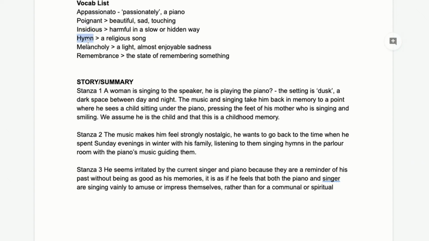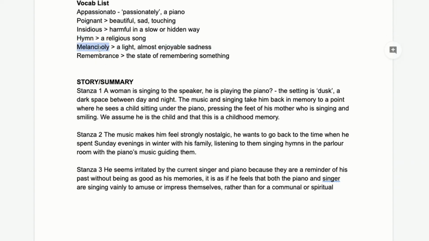So, hymn is a religious song, usually Christian. So, if you come from a Christian background, you might be confident with that word hymn. It's difficult because it's just spelt really weirdly, h-y-m-n, but pronounced hymn. But yeah, it's kind of religious, it's very musical, and so on.